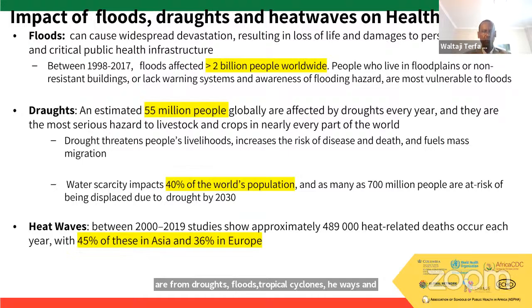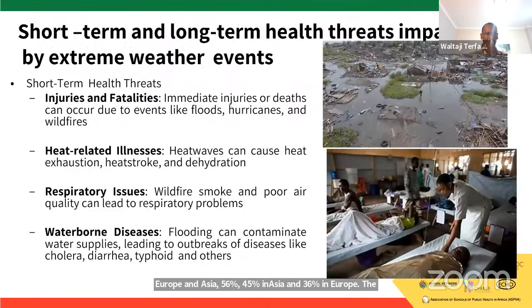Some of the studies show that over the last 20 years, more than 2 billion people were affected worldwide by floods, and 55 million people were also globally affected by drought. And then also the heat waves, which are mainly in Europe and Asia, 45% of these are in Asia, and also 36% are in Europe. The first two are very common in Africa. So you will see all these impacts.